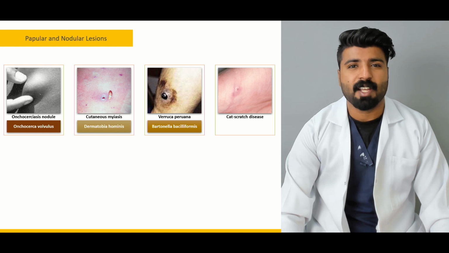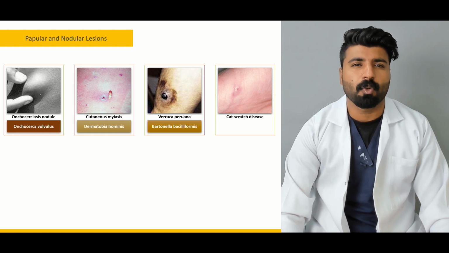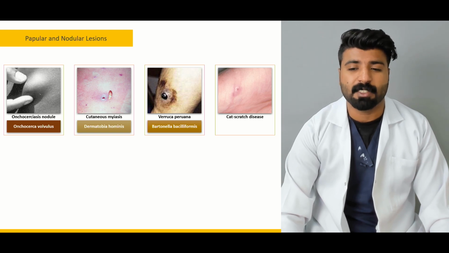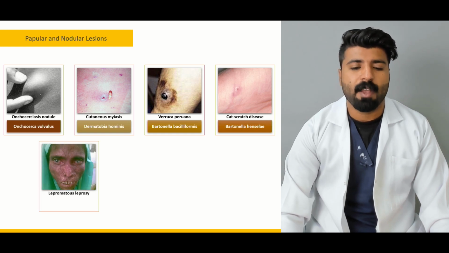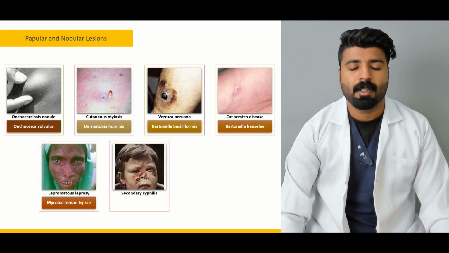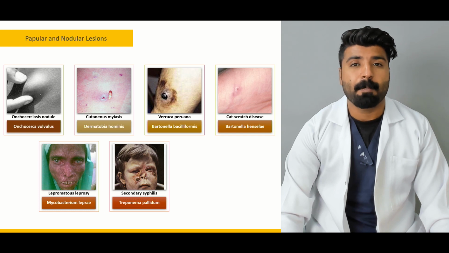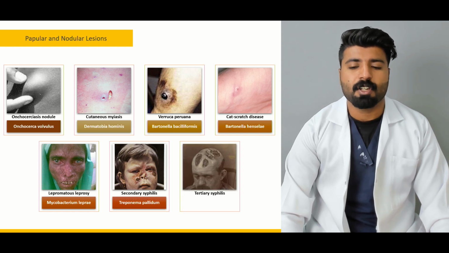Next on, we have cat scratch disease, which is supposed to be due to a cat scratch, but it's not a hard and fast rule that only the cat scratch might be the reason for this disease, and it is caused by Bartonella henselae. Next on, we have lepromatous leprosy, which is caused by Mycobacterium leprae. Next on, we have secondary syphilis, which is caused by Treponema pallidum. Next on, we have tertiary syphilis, which is caused by Treponema pallidum too.